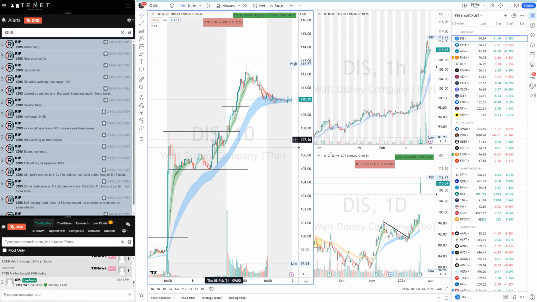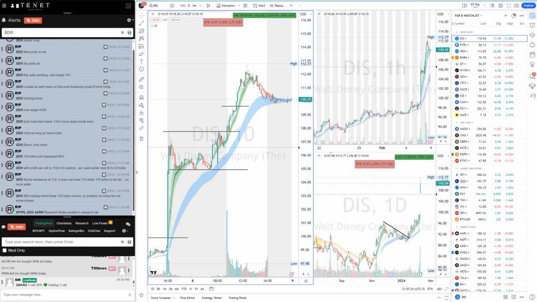At that point, I saw 115 lotos. At that point, there was no use of adding more lotos, because Disney is a bigger float, and it was coming to the midday, and I was expecting a little slowdown, and that's what happened. It breaks 112 and pulls back. So anyways, guys, Disney was a great trade today, just similar to ARM.